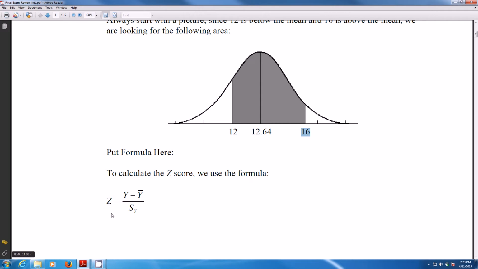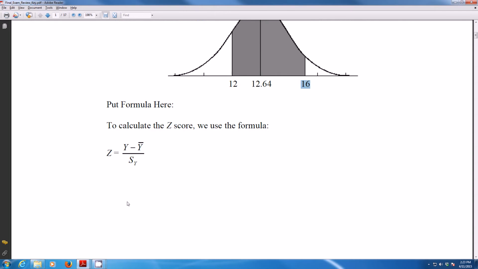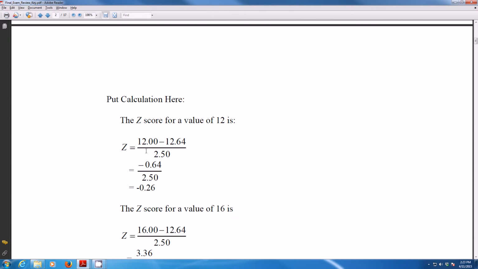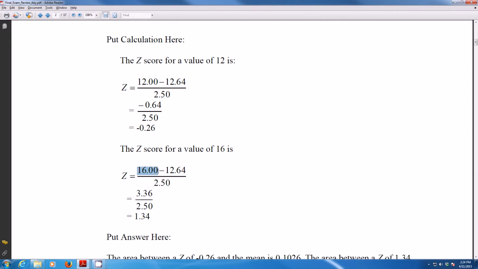And so for the first part of our question, we're going to take 12 and we're going to subtract the sample mean, 12.64, and divide it by the sample standard deviation, 2.50. When we do the arithmetic, we get a value of negative 0.26, which tells us the 12 is a little over a quarter standard deviation below the mean. And we can do the same thing for 16. We take 16 and we subtract the mean, 12.64, and we divide it by the sample standard deviation, 2.5. We get a z-score of 1.34.